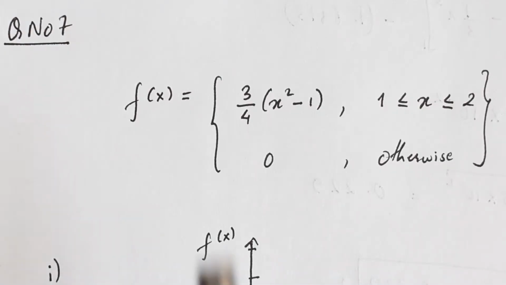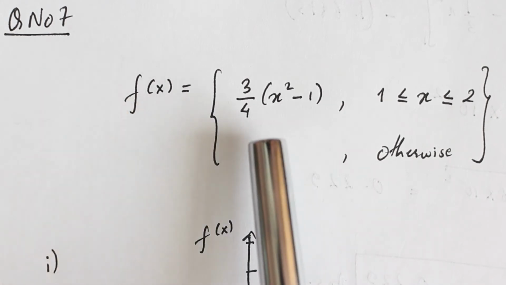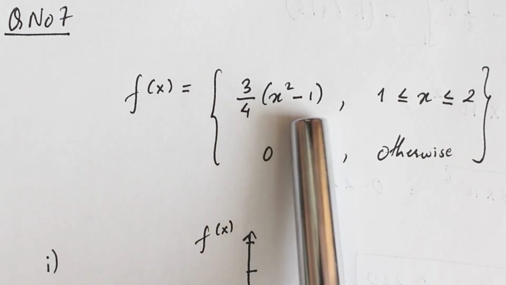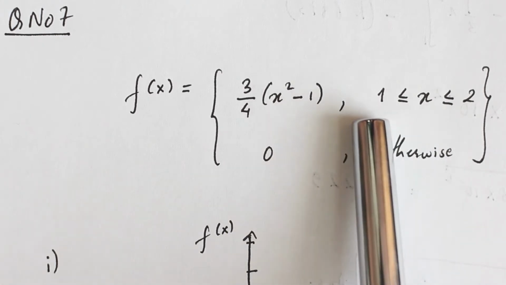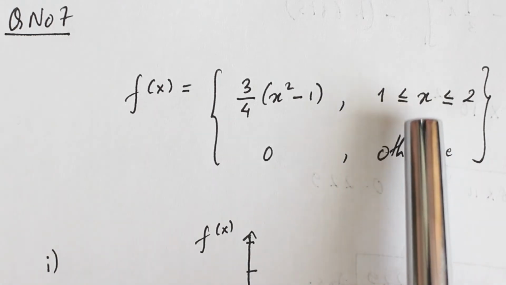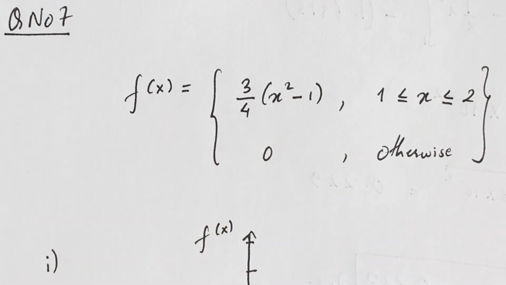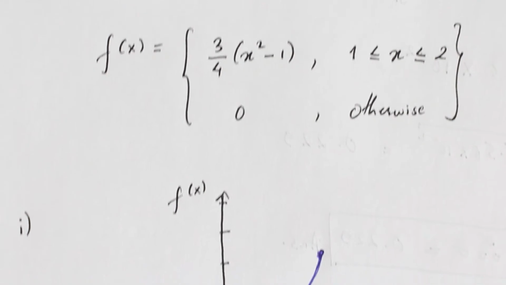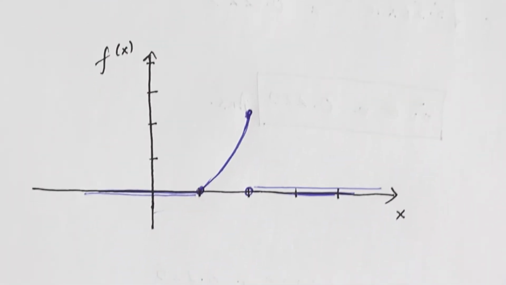As you can see here, we're given a function of x which is 3 over 4 times (x squared minus 1), and it's valid between 1 inclusive and 2, and in between them. Everywhere else outside of this interval it's 0. Now the first question is asking you to draw the graph.